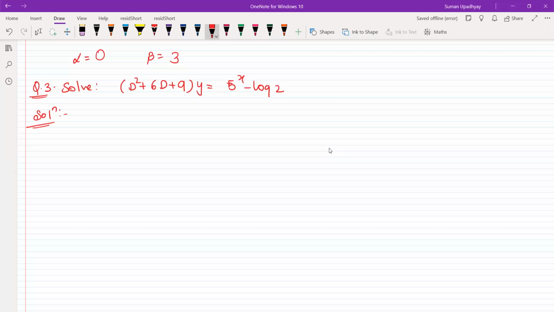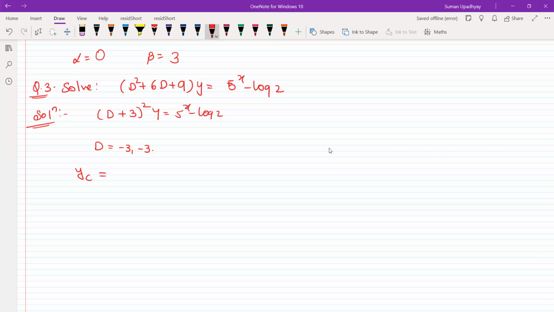Ma'am, -3 and +3. Plus 3 minus 3 is coming? No, minus 3 and minus 3. I think this is (D plus 3) the whole square, if I'm not wrong. Yes, ma'am. Correct, the roots are minus 3 and minus 3.